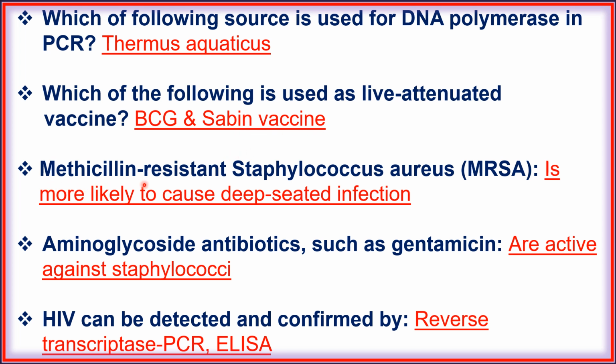Next, methicillin resistant Staphylococcus aureus, MRSA, is more likely to cause deep-seated infection. Next, aminoglycoside antibiotics such as gentamicin are active against staphylococci. Next, HIV can be detected and confirmed by reverse transcriptase PCR and ELISA.